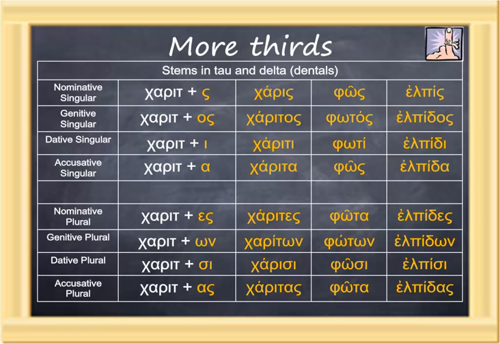In our last lesson, we also learned more third declension patterns, such as those ending in tau and delta, with the genitives charitos, phōtos, and elpidos. These are all dentals, where the dental drops out in the nominative singular.